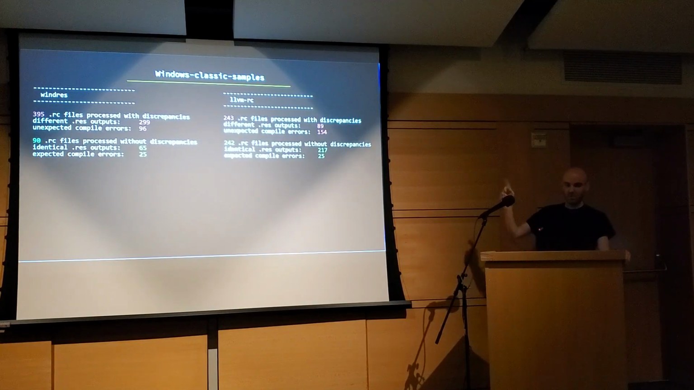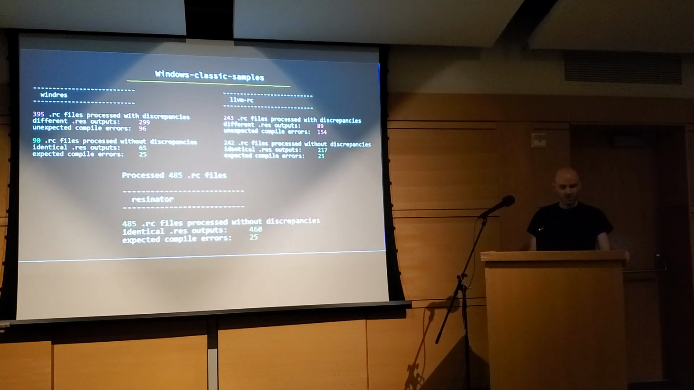So here are WinRes and LLVM-RC's results. You can see they have a lot of different res outputs. I haven't checked to see if those differences matter, but the unexpected compile errors are a problem because those are valid RC files that they're getting a compile error for. And here are my results. For every RC file that compiles, I output byte for byte identical res files compared to the Windows version.